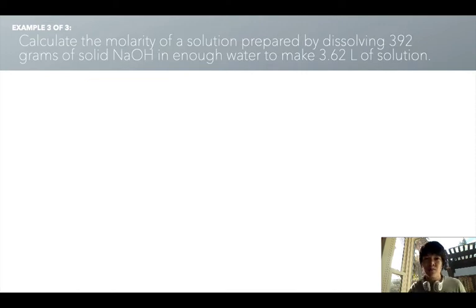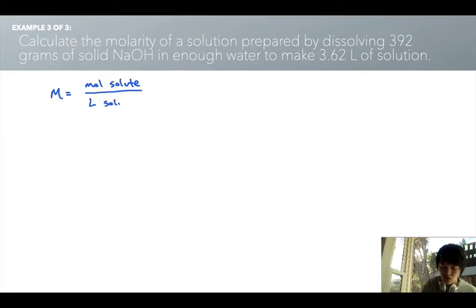Okay, here's our last example. Calculate the molarity of a solution prepared by dissolving 392 grams of solid sodium hydroxide in enough water to make 3.62 liters of solution. So we want to find the molarity again. Molarity is equal to moles of solute divided by liters of solution. So we want to figure out molarity. That means we need to know moles of solute and liters of solution.